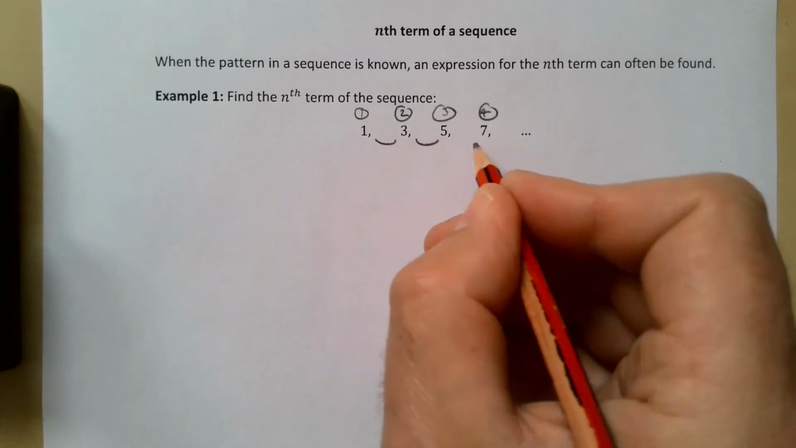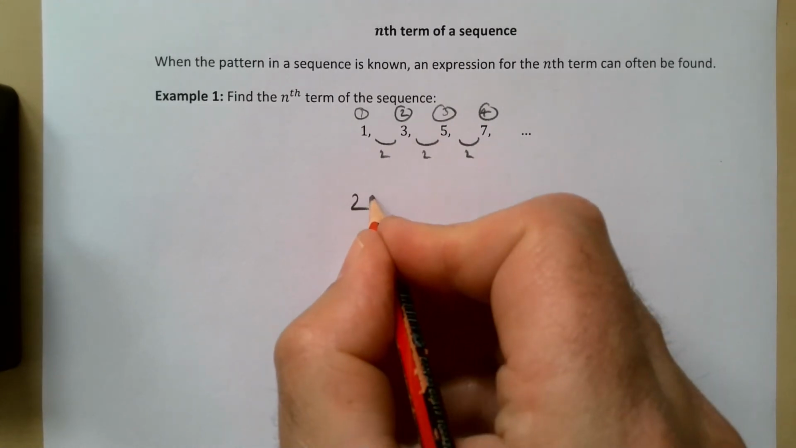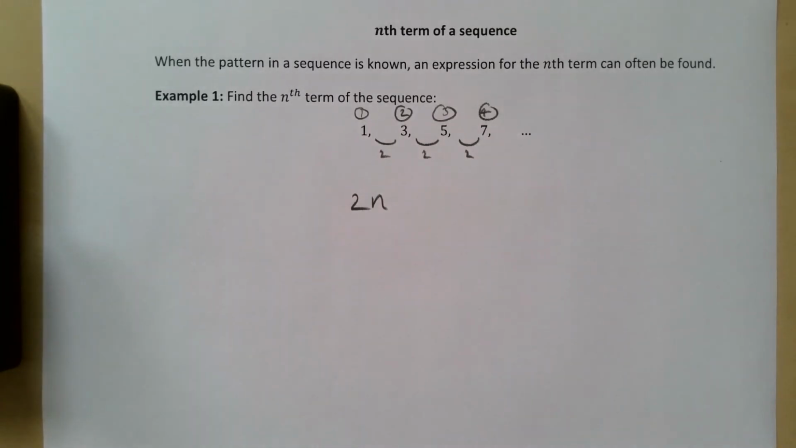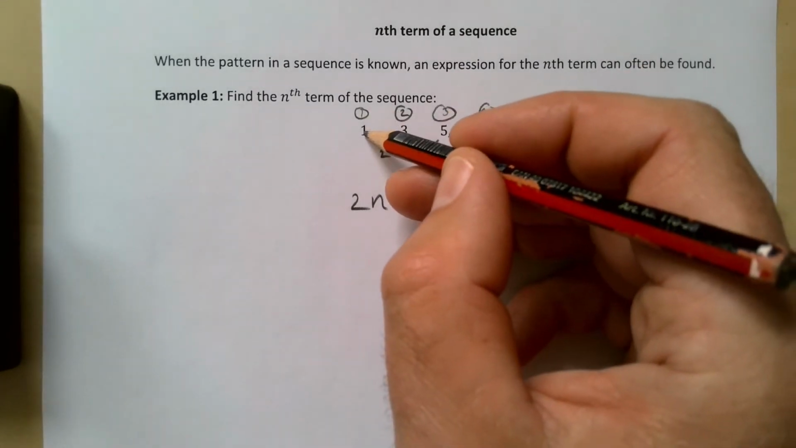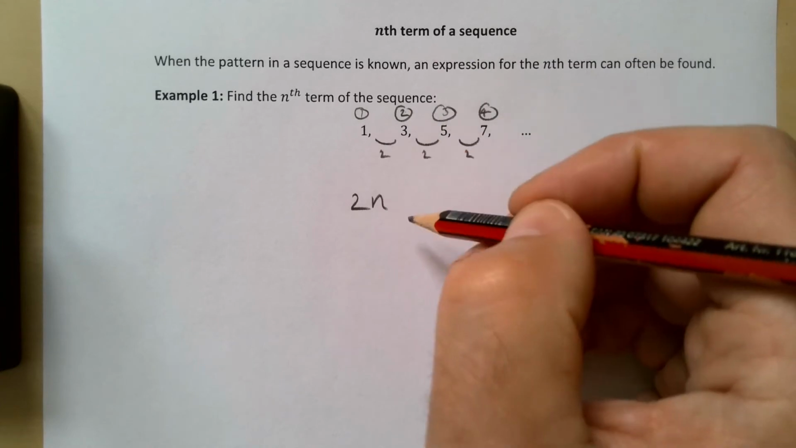The gap each time here is 2. That helps me know that the formula is 2n. That number there needs to be the same as that number there. Now, I want the formula whenever I sub in the number 1, I get 1. Whenever I sub in the number 2, I get 3. Whenever I sub in the number 3, I get 5, and so on.